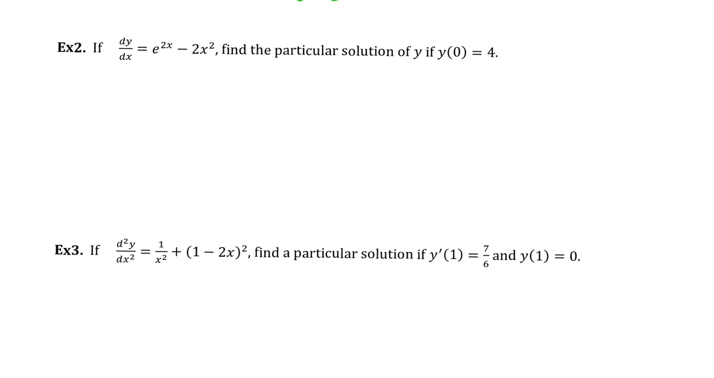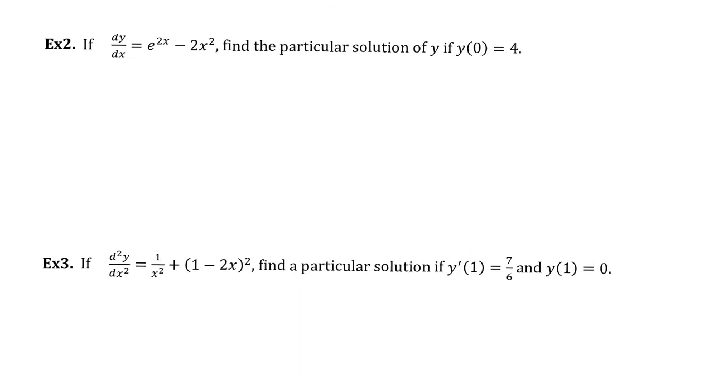Okay, anyways, let's look at example 2. Example 2 says, if dy/dx equals e to the 2x minus 2x squared, find the particular solution of y if y of 0 equals 4. Particular solution of y means they want me to find y equals, and solve for the constant, so I have the actual c value in there. Same thing: if I have dy/dx and I want to find y, I will find the integral. So let's do the integral of this and the integral of this. The integral of dy/dx is y.